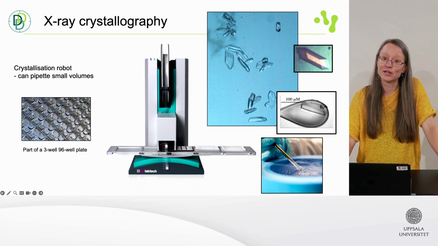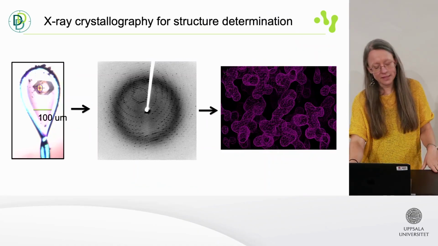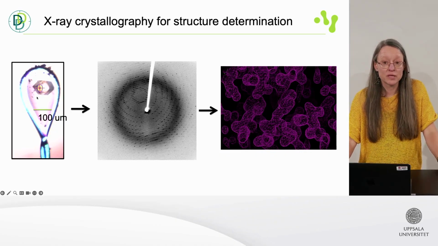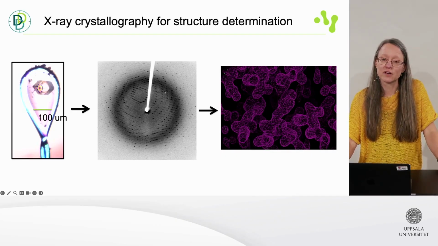And then we plunge it into liquid nitrogen to preserve it so it doesn't dry out in the air. Then they're sent to the synchrotron. The crystals are put into the X-ray beam. They diffract, and we measure the diffraction pattern. The diffraction pattern is integrated and scaled together.